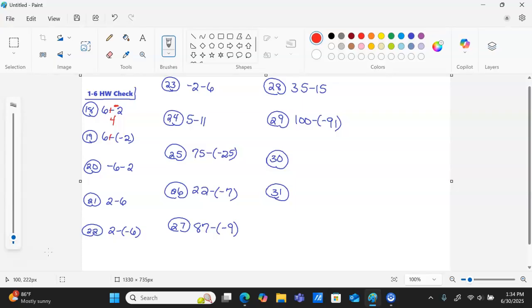Number 19, we're going to change our signs. We will make 2 marks. The subtraction becomes an addition. The negative 2 becomes a positive 2, and that's 8.